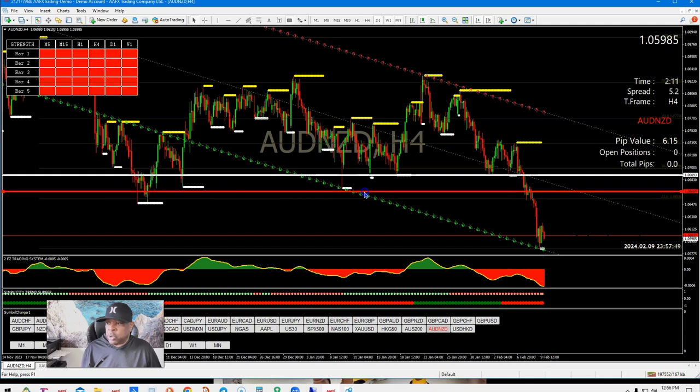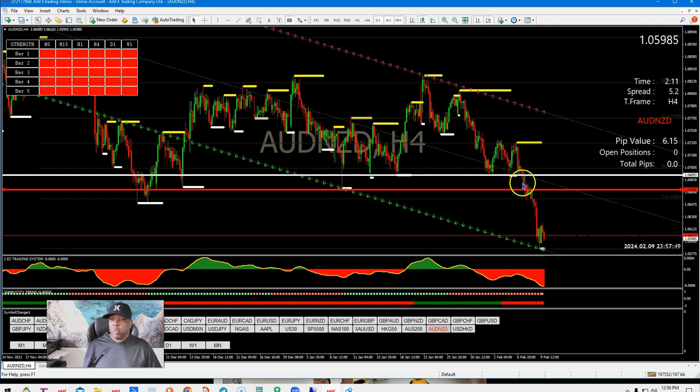Even though I told y'all don't enter this one, leave it alone. But if you did, this is where I would put my stop, right below these levels, which is higher than this one. Okay, are you with me so far?